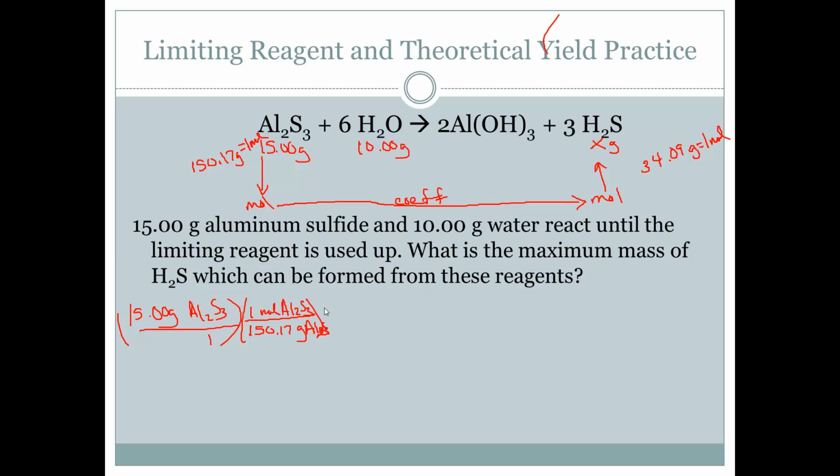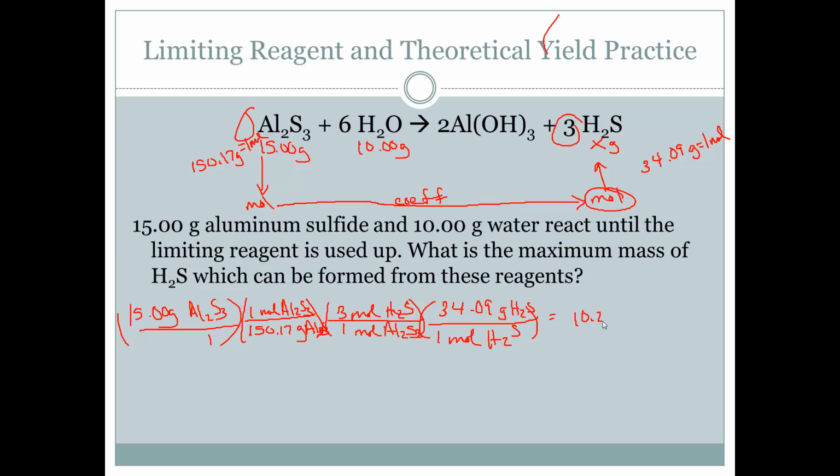Then for every 1 mole of Al2S3 that reacts, 3 moles of H2S are formed. I found that out by using the coefficients. We're right here on our plan now. For every 1 mole of H2S that's formed, we produce 34.09 grams. So 15.00 divided by 150.17 times 3 divided by 1 times 34.09 comes out to be 10.22 grams of H2S.